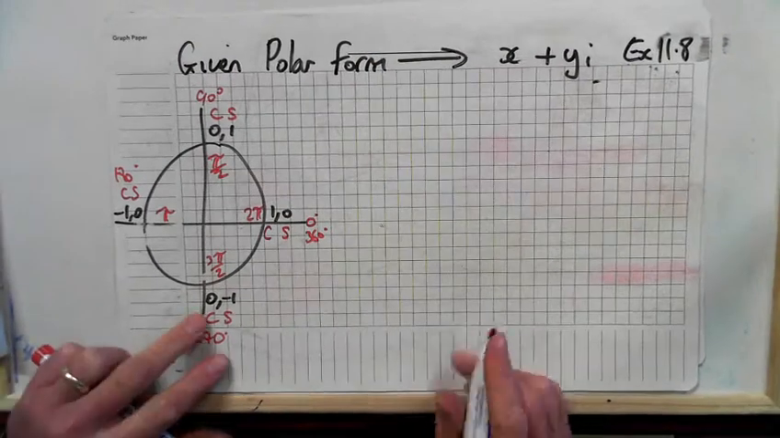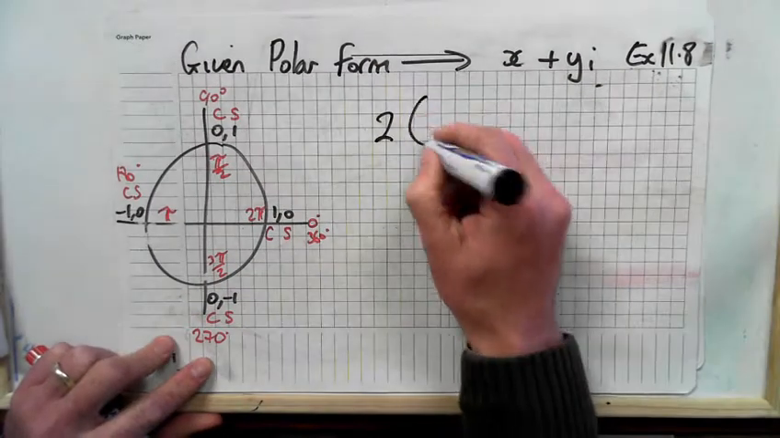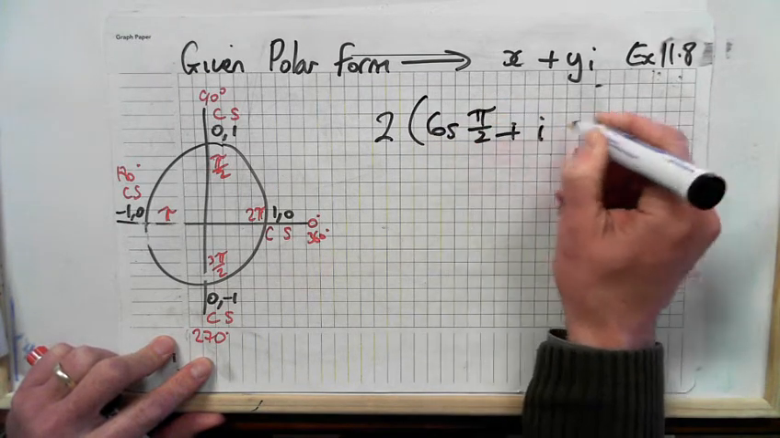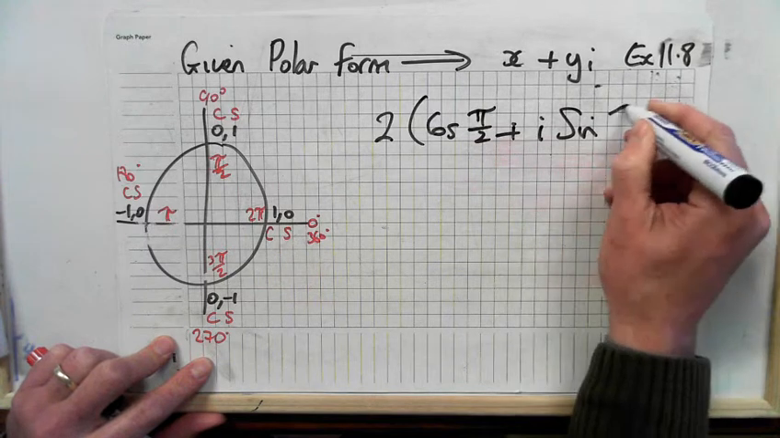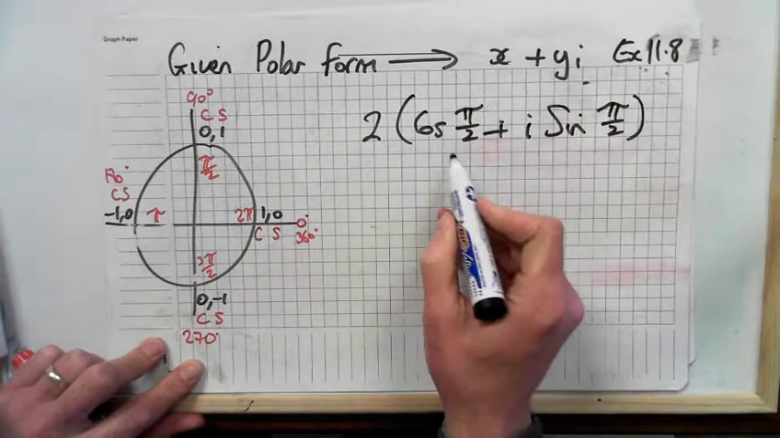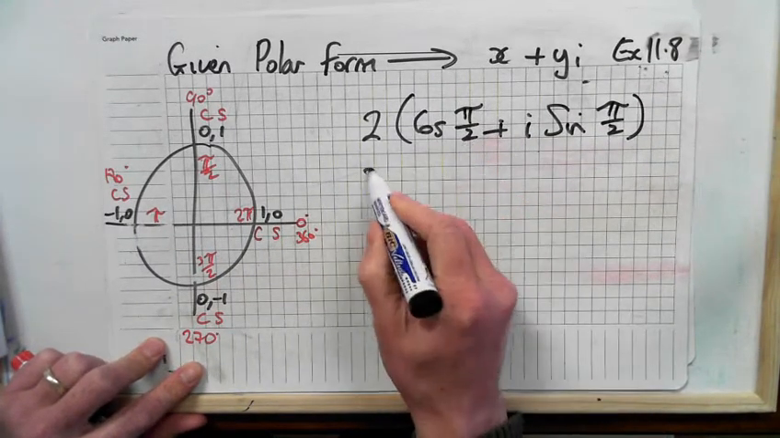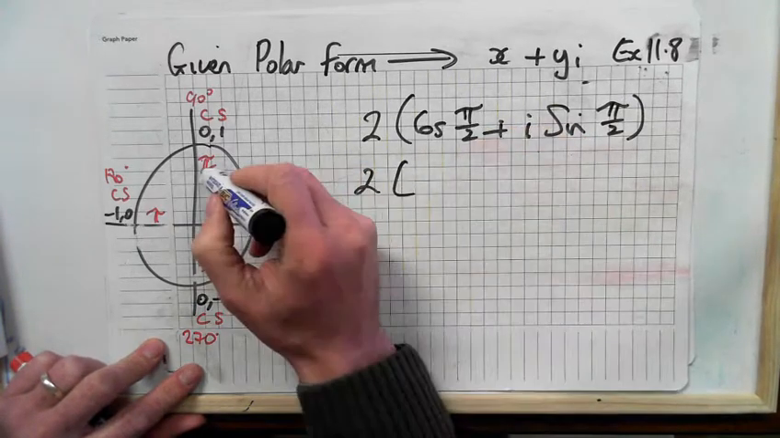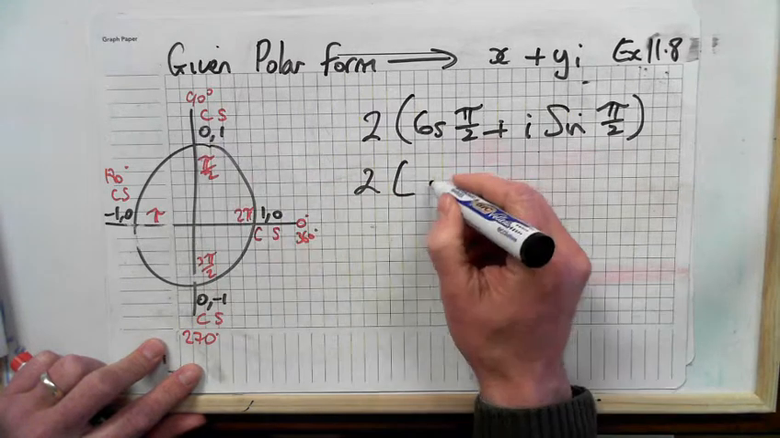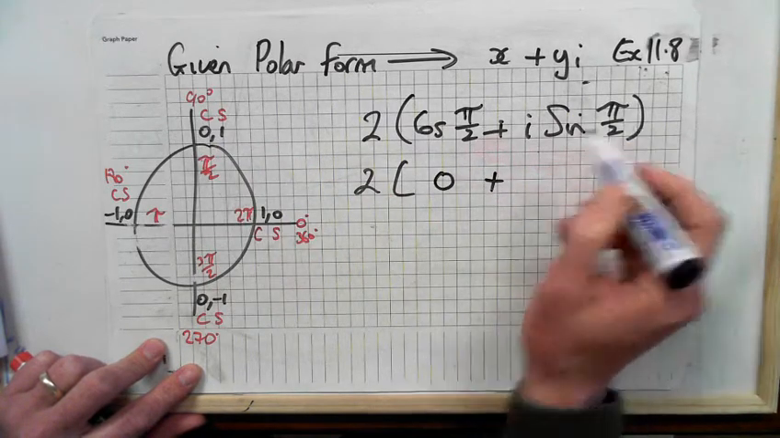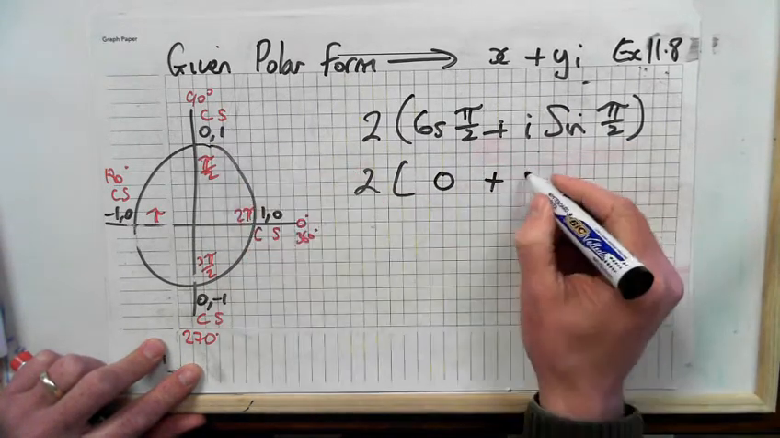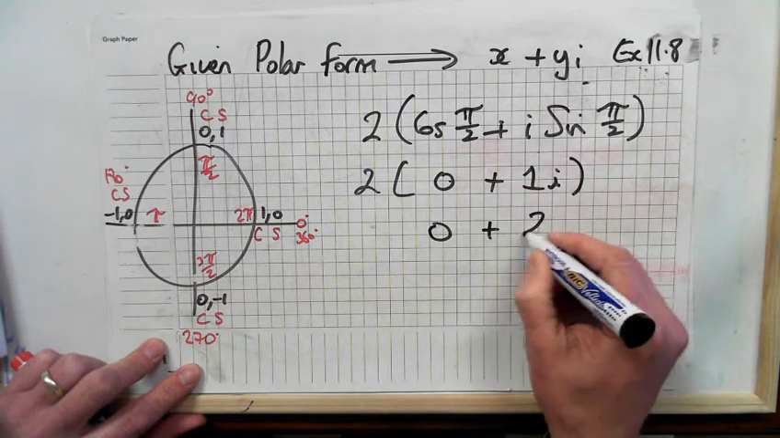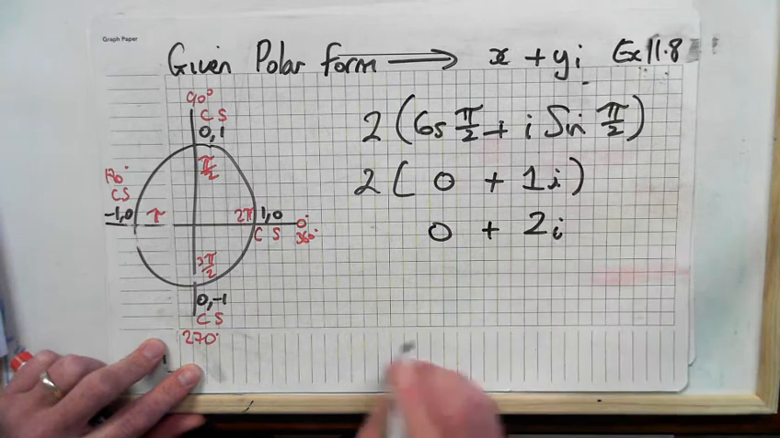Right, we'll do another one. Having that unit circle there is very handy. Plus i sine pi over 2. So 2 times, no need to write it down if you're going to watch the video. The cos of pi over 2 is 0, plus sine of pi over 2 is 1i. 2 times 0 is nothing, plus 2i.